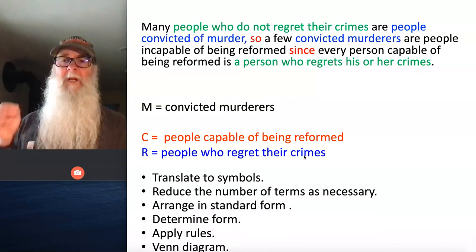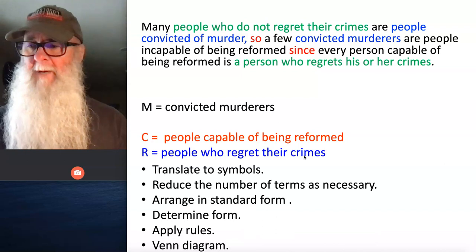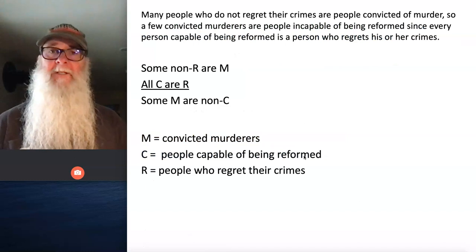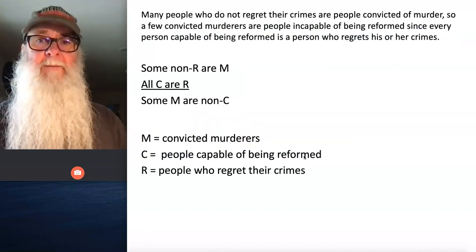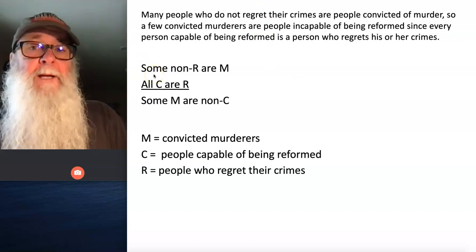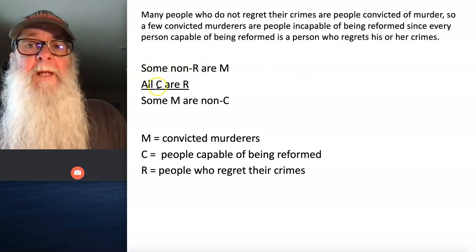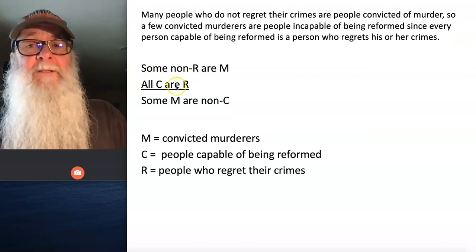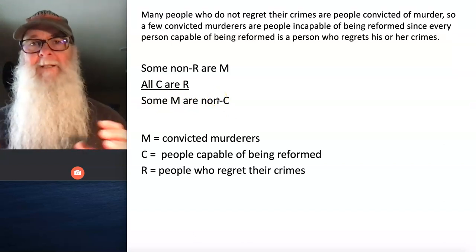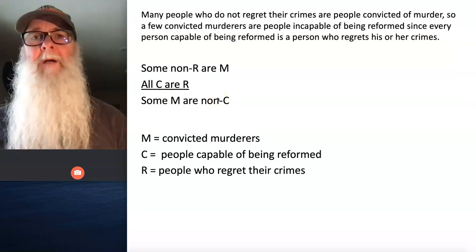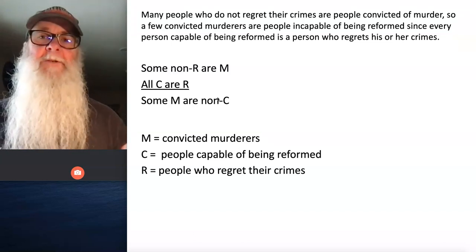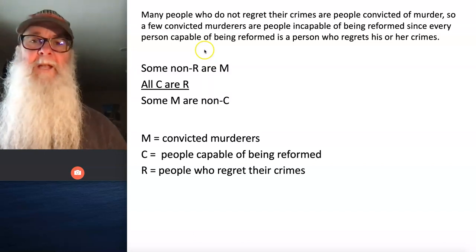Okay, so now we move on, and we're going to work through the rest of the process of representing this argument symbolically, getting it in standard form, and then testing it for validity. When we represent the statements of this argument with standard form categorical statements using M, C, and R as our terms, we're going to have one of the premises as an I statement, some non-R are M. The other premise is an A statement, all C are R, and the conclusion is some M are non-C. Now, it doesn't matter that your premises are ordered exactly like mine yet. You just want to make sure that you have premises that look like mine, even if the letters are different. You want to have those letters referring to the same category of thing.